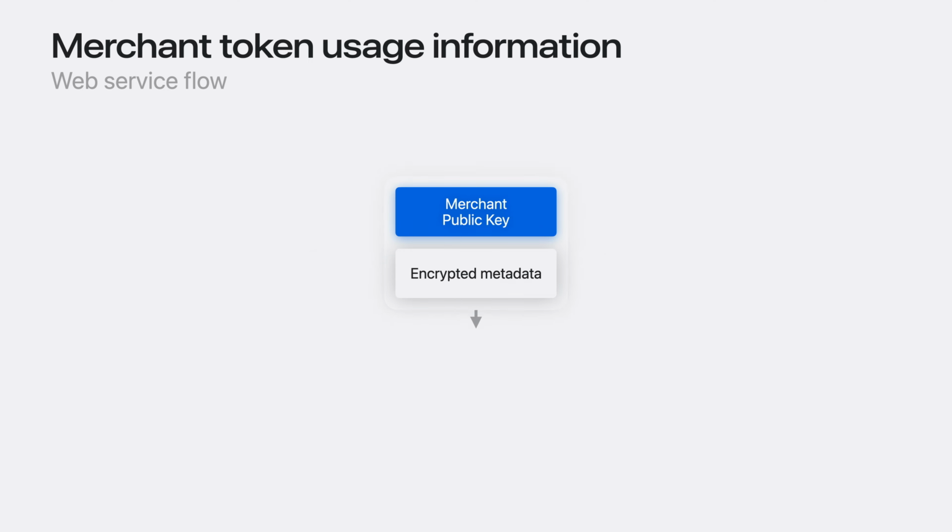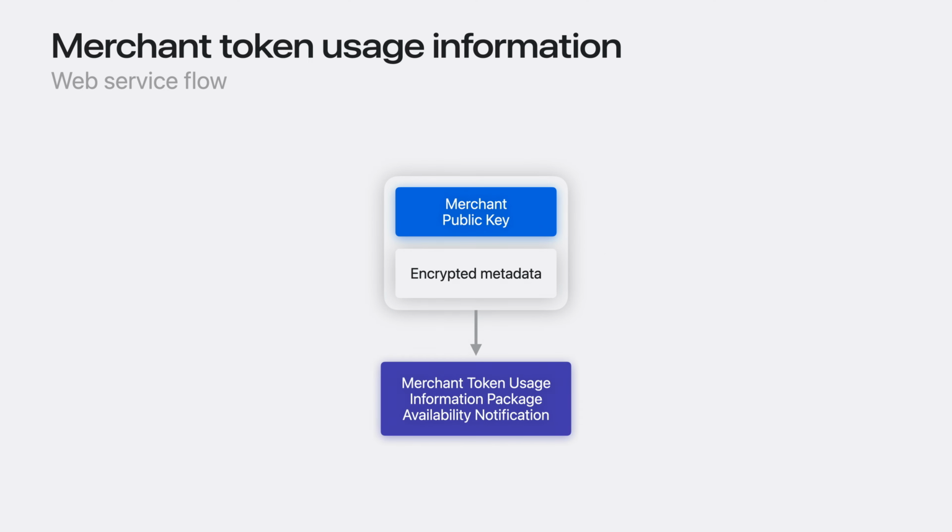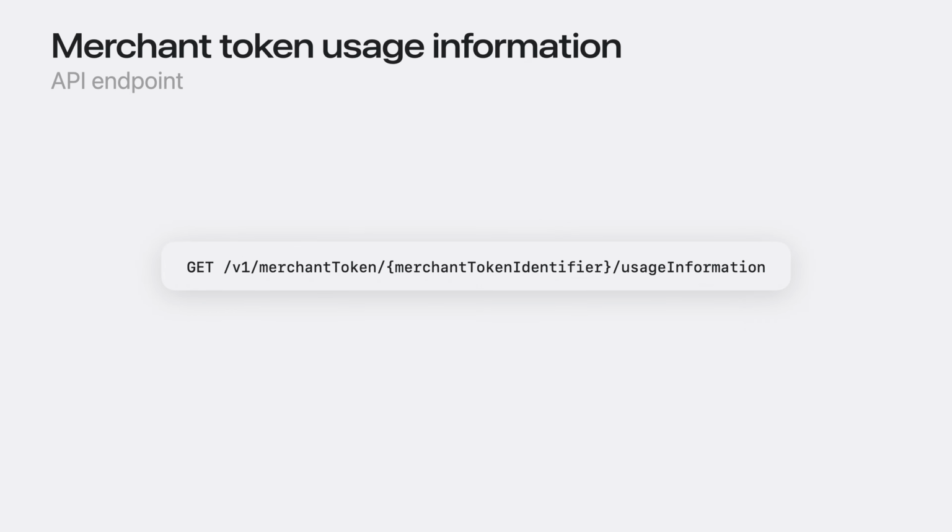Finally, take your encrypted metadata, your generated merchant public key, and additional encrypted metadata, create a merchant token usage information package availability notification, and send it to the Apple Pay server. From there, the customer's device will reach out to the merchant token usage information endpoint implemented on your server, substituting in the identifier of a merchant token you've provided.